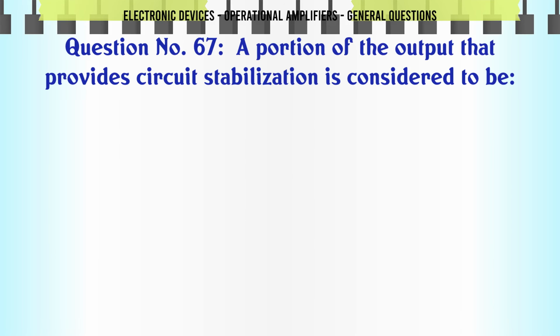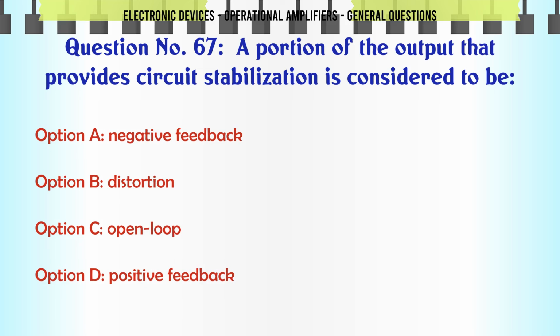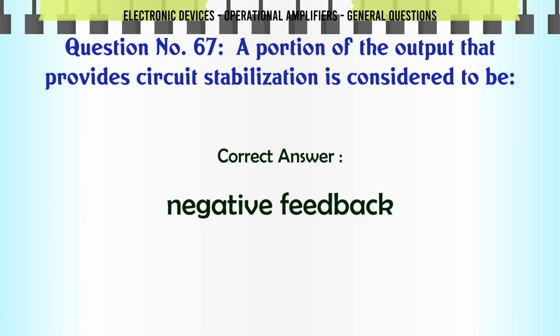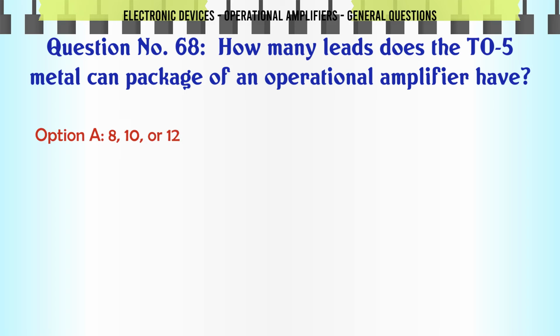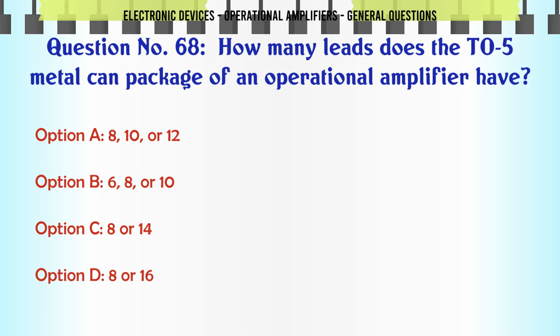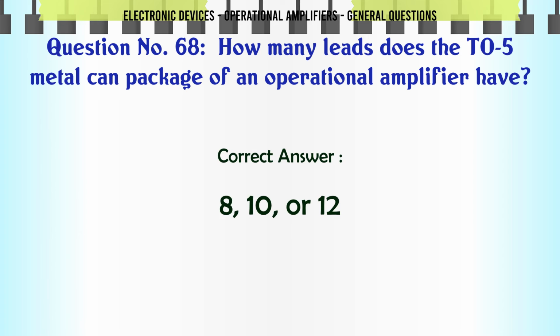A portion of the output that provides circuit stabilization is considered to be A. Negative feedback, B. Distortion, C. Open loop, D. Positive feedback. The correct answer is negative feedback. How many leads does the TO-5 metal can package of an operational amplifier have? A. 8, 10 or 12, B. 6, 8 or 10, C. 8 or 14, D. 8 or 16. The correct answer is 8, 10 or 12.